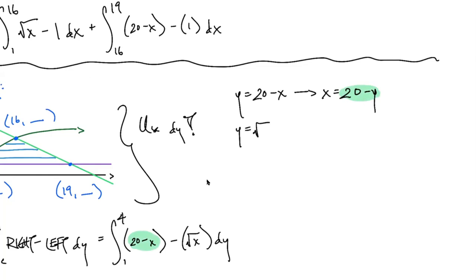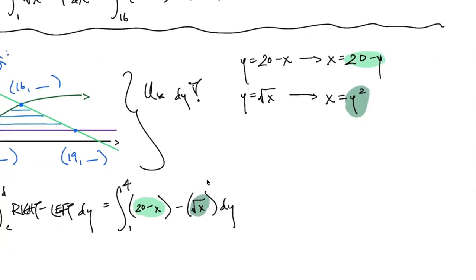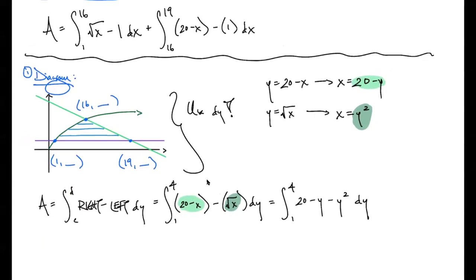Similarly, this was the dark green equation. And if I get x by itself, I'll get x equals y squared. This will be what I put in place of this. And so let's see what we get. The integral from 1 to 4 of 20 minus y squared dy. Okay.